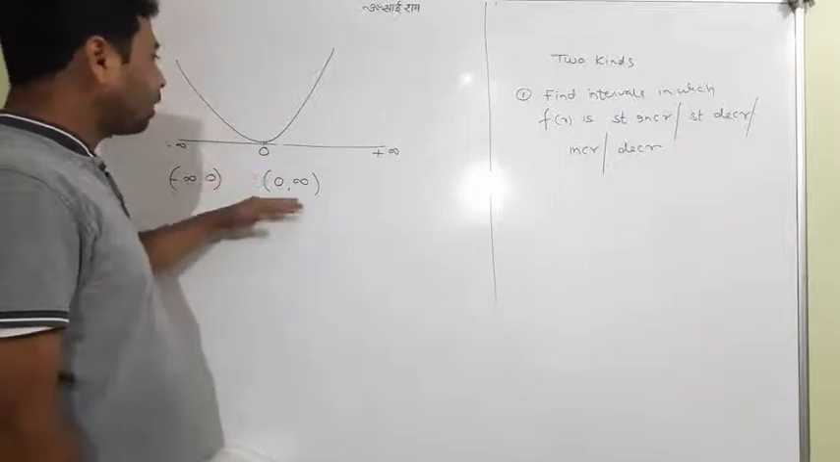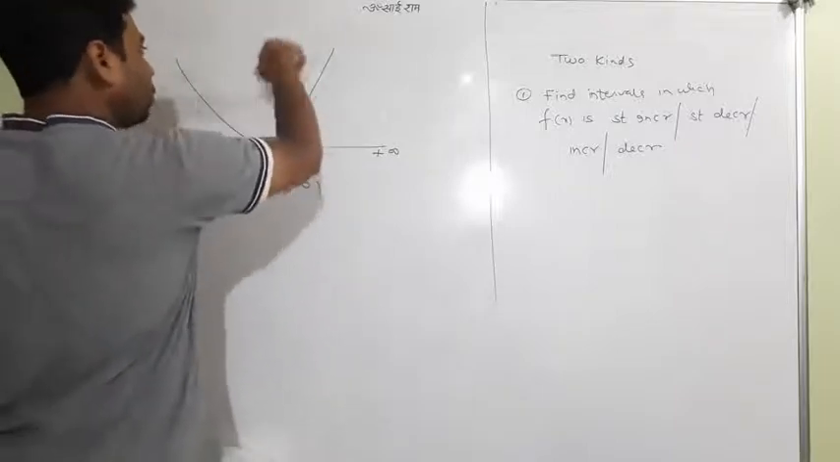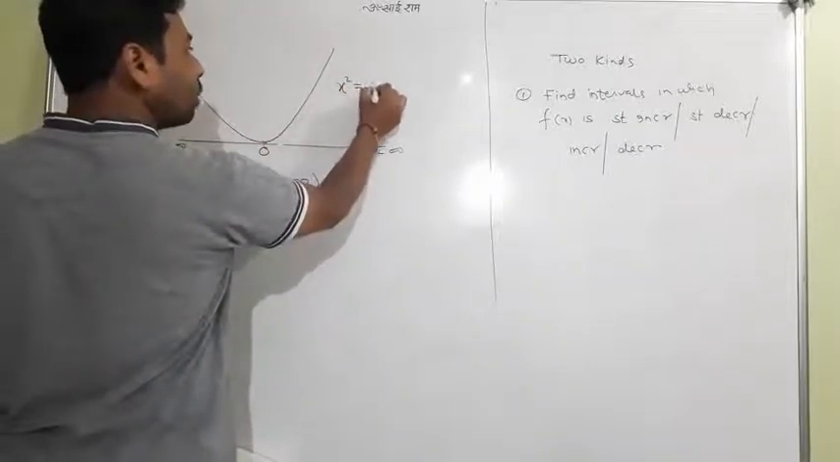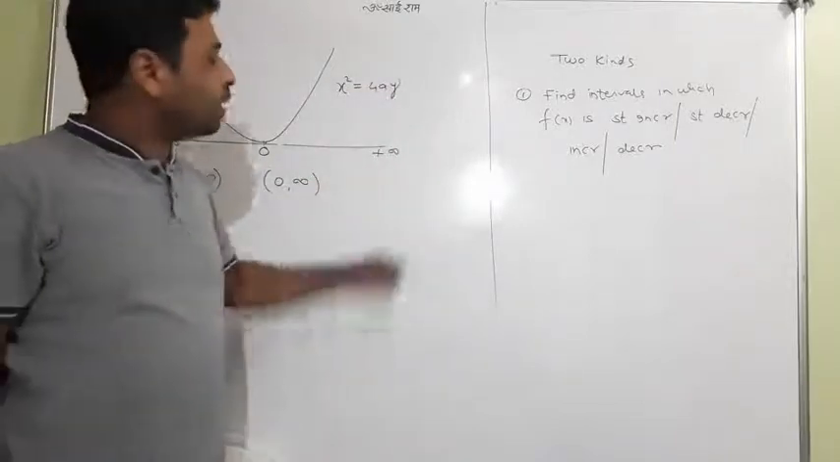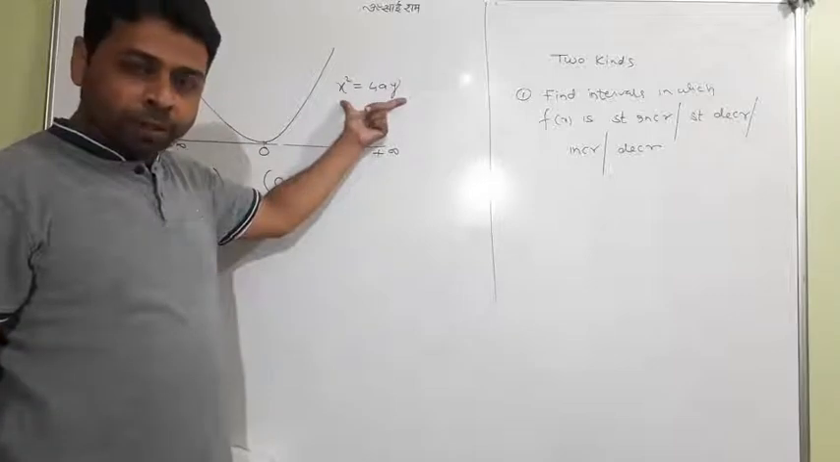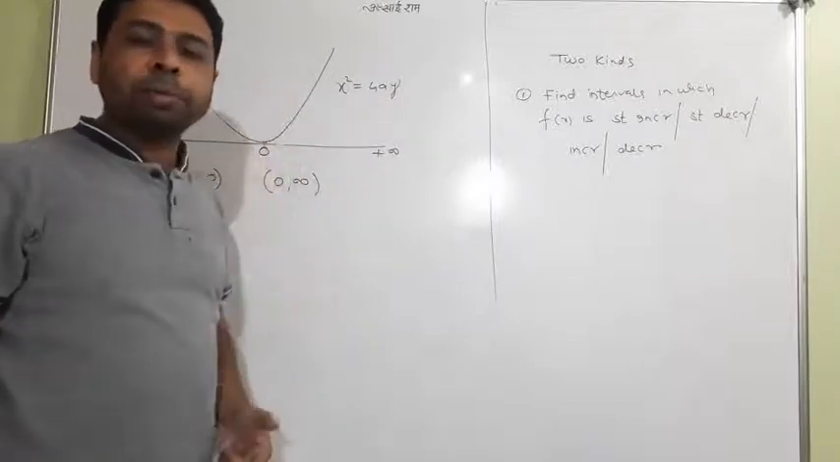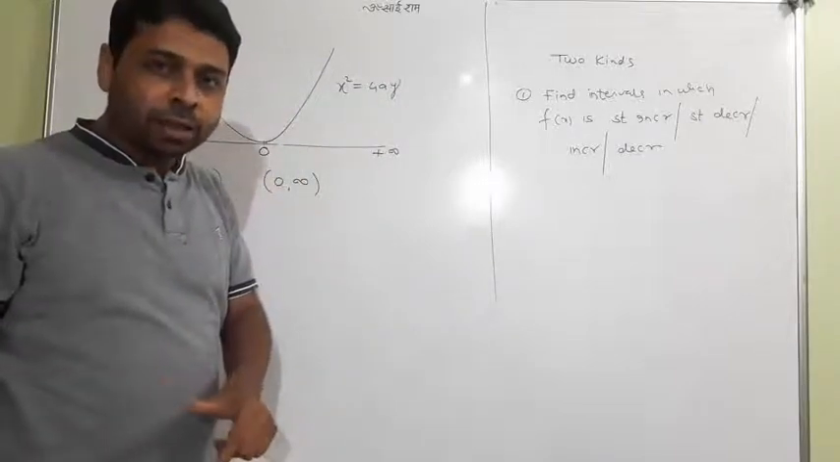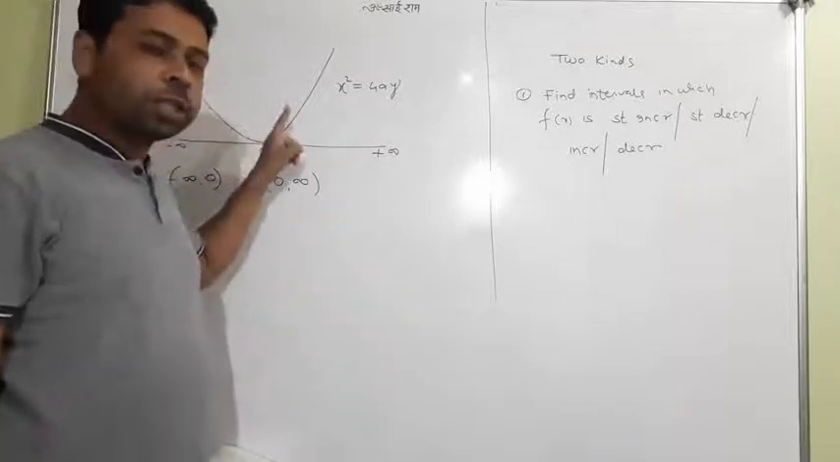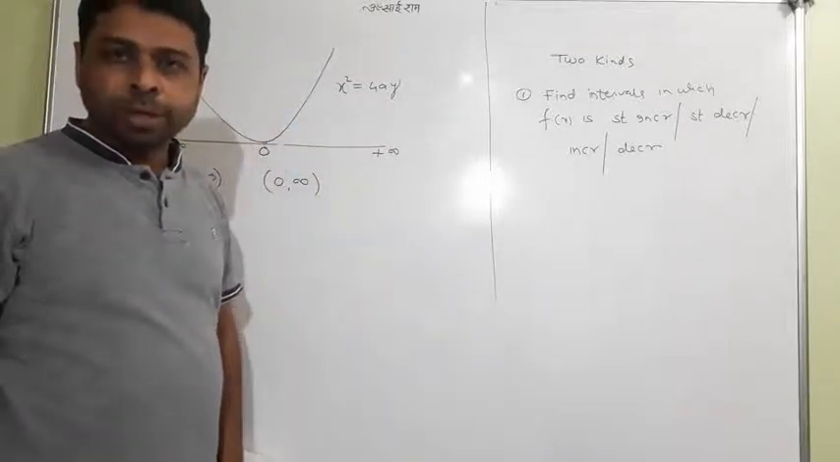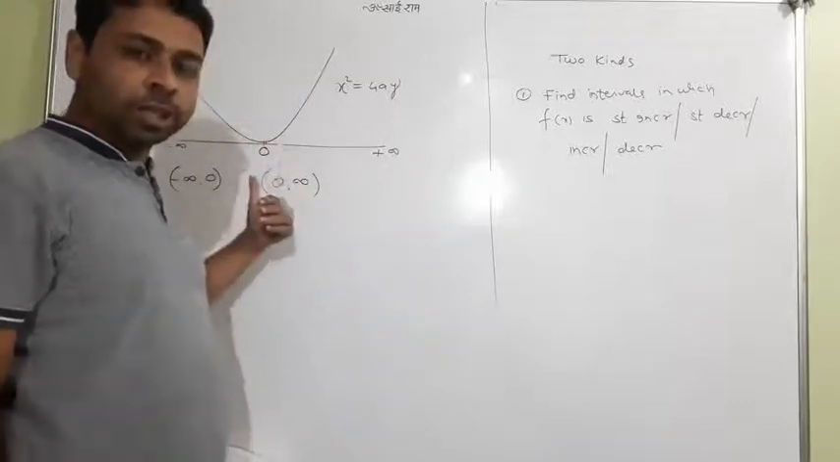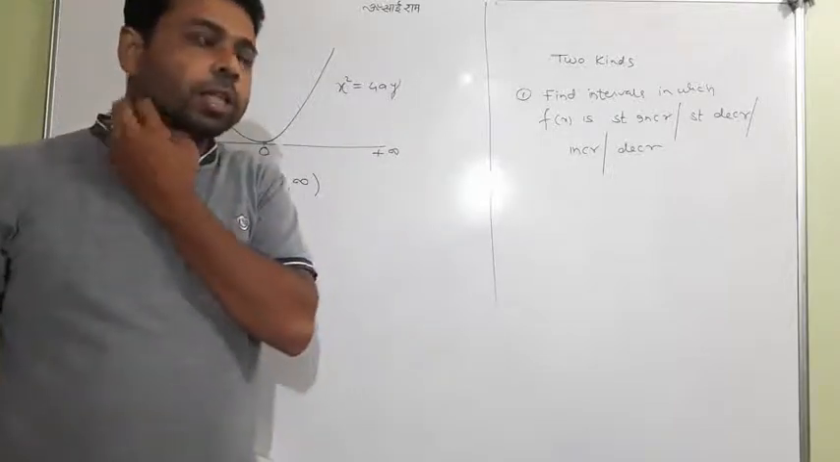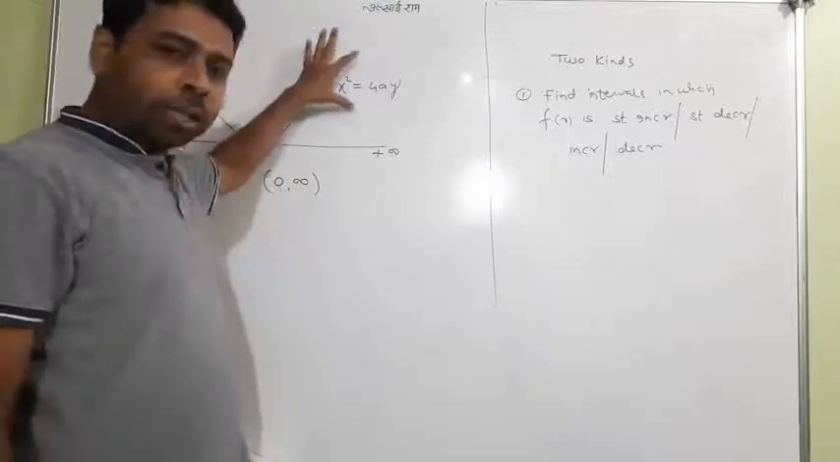The equation of the parabola is x squared equal to 4ay. Honestly, this kind of function you would be given, and then a question may be asked to find the interval in which it is strictly increasing, in which it is strictly decreasing. Then you have to use the concept of strictly increasing or strictly decreasing. I will tell you later. This may be the pattern of the question.